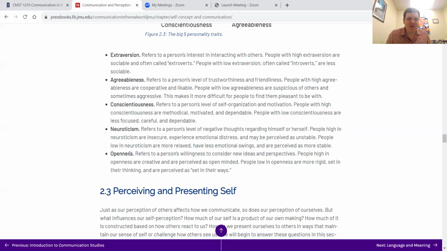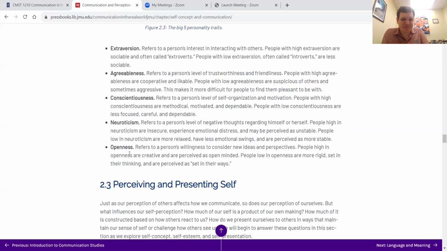And then openness refers to a person's willingness to consider new ideas and perspectives. People high in openness are creative and perceived as open-minded. People low in openness are more rigid, set in their thinking, and perceived as set in their ways, which isn't a bad thing. I think of it in terms of food for myself. I don't know where I am on that scale, but in food, I know what I like and I like what I don't, right? I'm a very plain eater. But other people are much more adventurous. So that's something to take into consideration as well. But openness is a person's willingness to consider new ideas and perspectives.